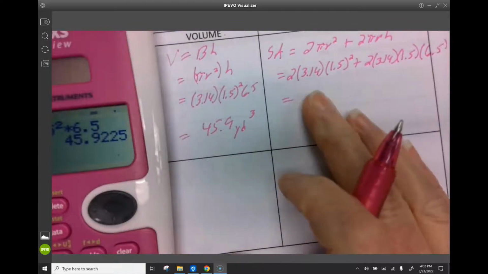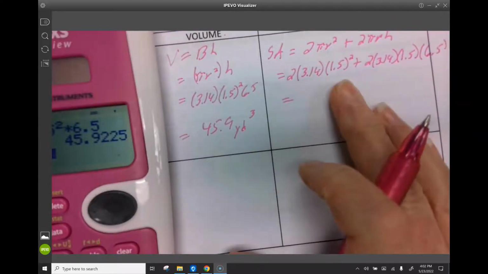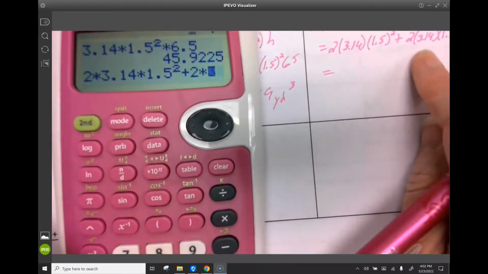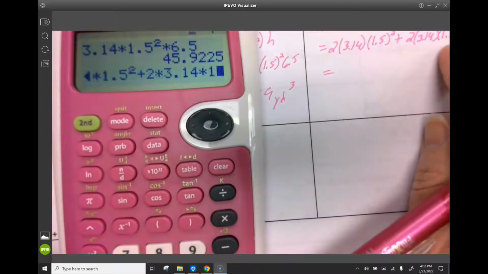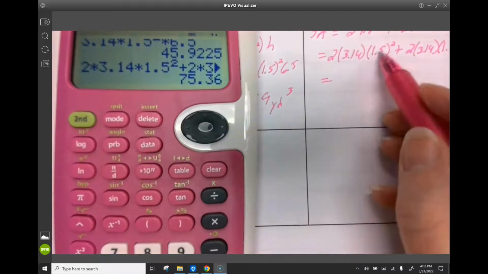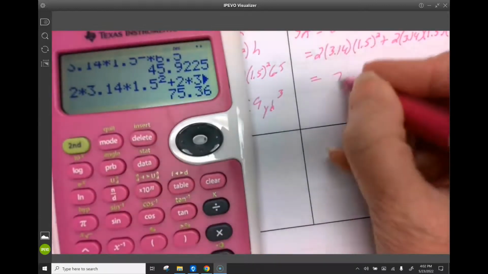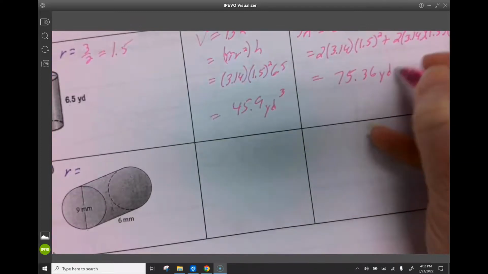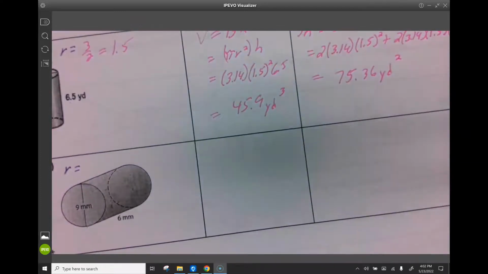So 2 times 3.14 times 1.5 squared, okay, plus 2 times 3.14 times 1.5, don't square it, times 6.5. This is the only radius that gets squared. So I got 75.36 yards squared. Now, if we round to the nearest tenth, that'd be 75.4.